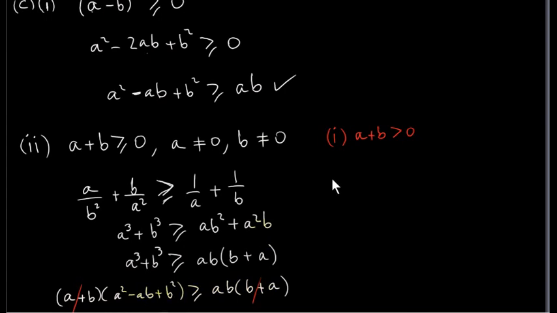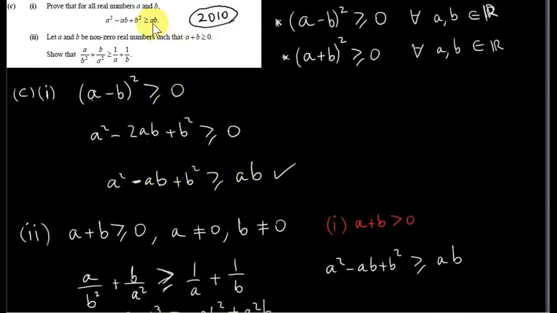So what are we left with? Well, we're left with a squared minus ab plus b squared greater than or equal to ab. Now, is this true? Well, it is. We proved it in part 1. As a matter of fact, this thing is true for all real numbers a and b.